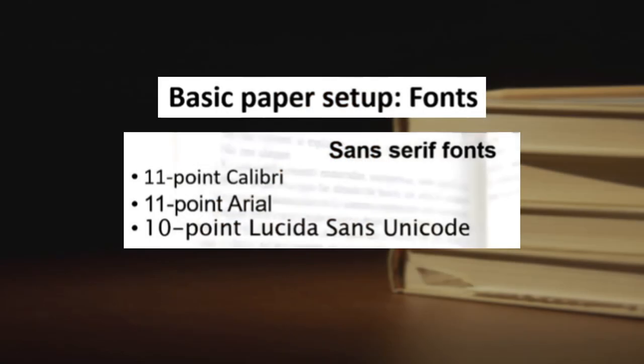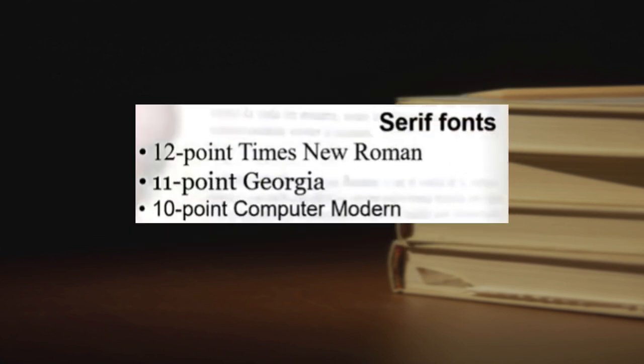Few fonts have been suggested. If you are using a sans serif font, meaning a font without edges, then you should prefer Calibri at 11 point. If it is Arial, it should be 11 point. If it is Lucida Sans, then it can be 10 point. Similarly, if it is a serif font, then Times New Roman 12, Georgia 11, or Computer Modern 10 are suggested.